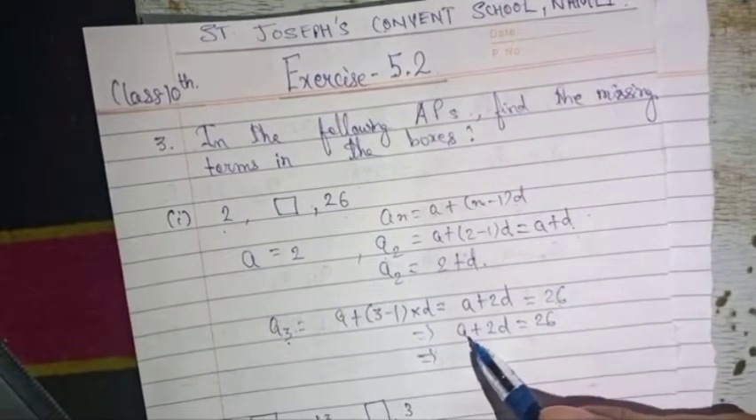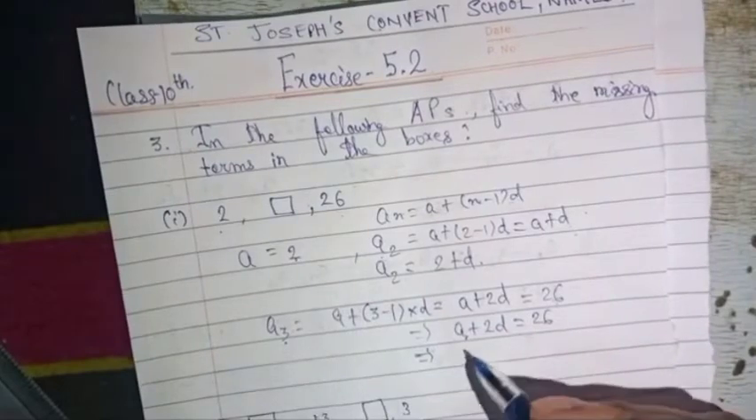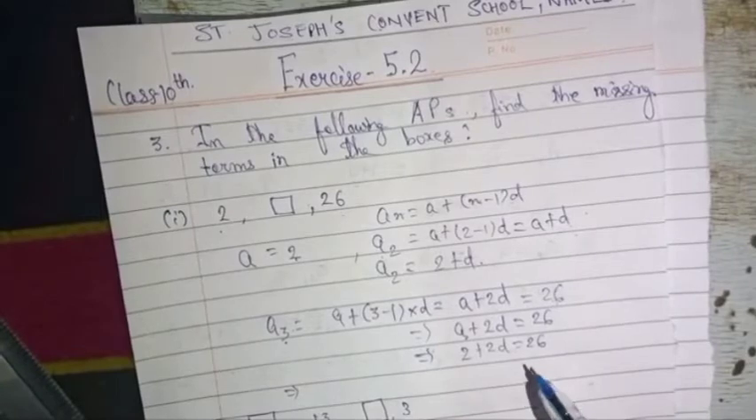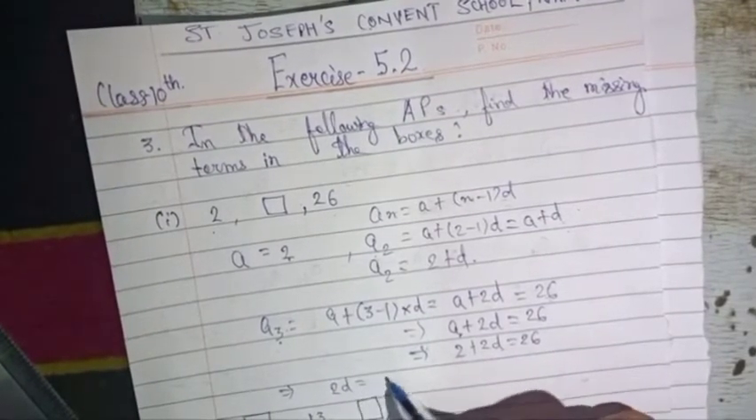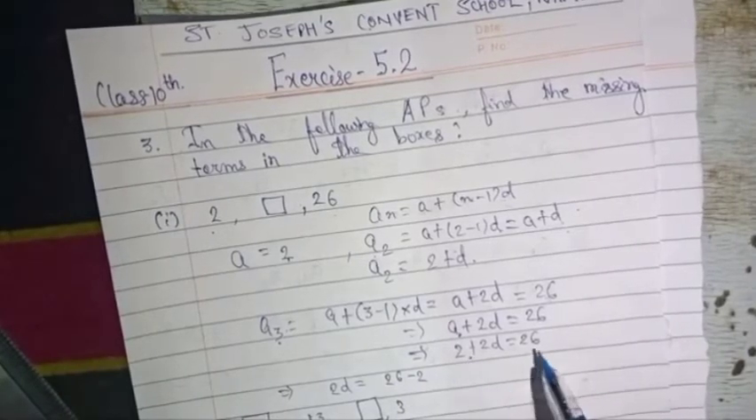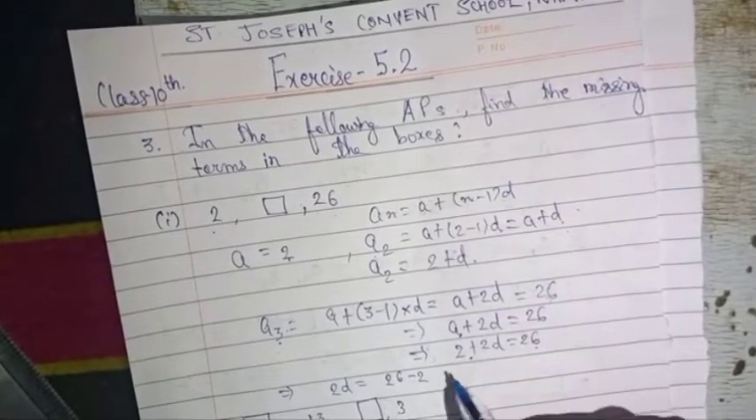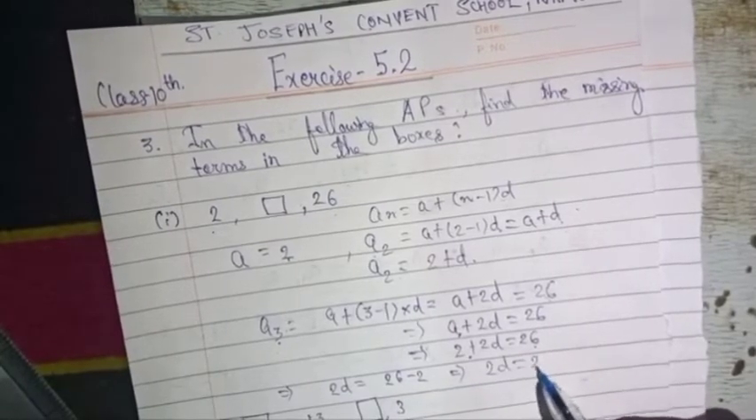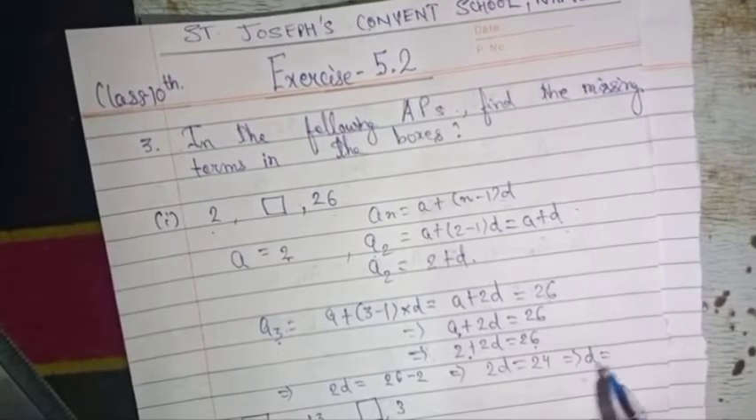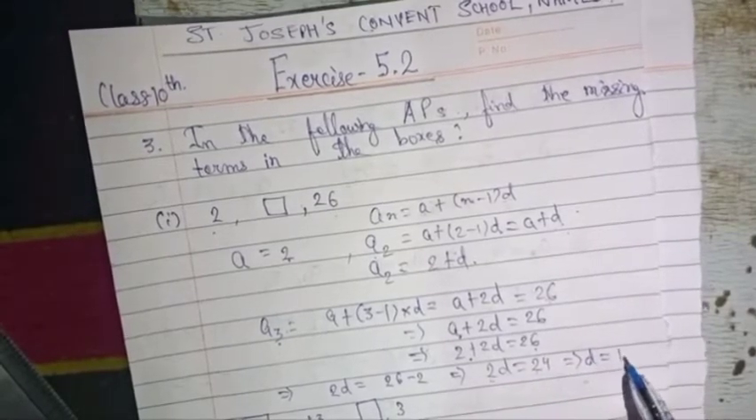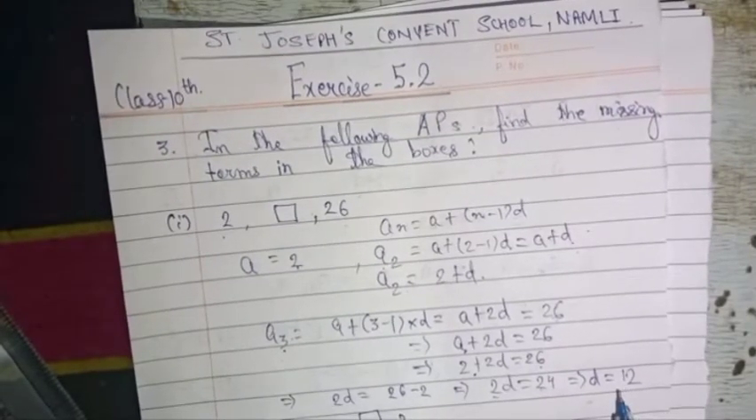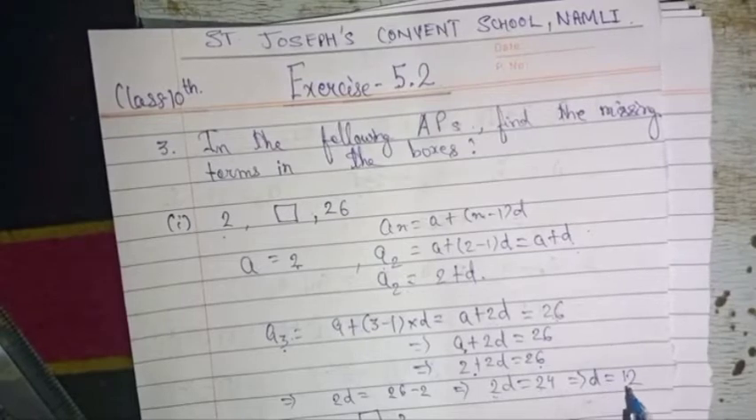We can put the value of A, which is 2. So 2 plus 2D is equal to 26. This implies that 2D is equal to 26 minus 2. This 2 will move to the right hand side and become negative. Therefore 26 minus 2 is 24, so 2D is equal to 24. Therefore D is equal to 24 divided by 2, that is 12. So the value of D we obtained is 12.